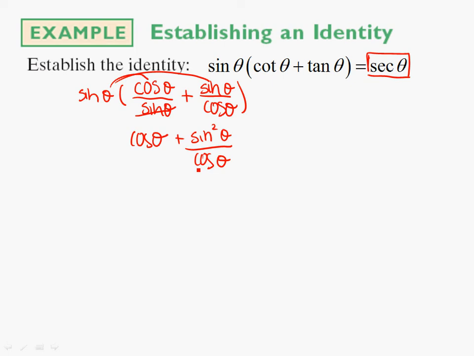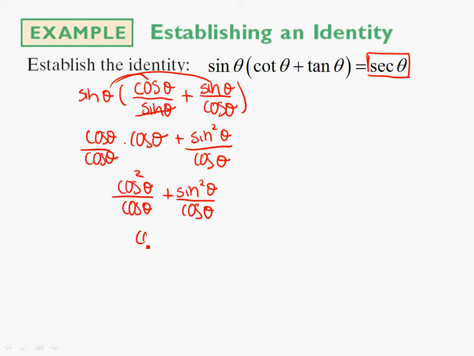Now, one of these is a fraction, the other one is not. A lot of times it helps to write them with a common denominator. So the denominator here needs to be cosine. I'm going to multiply by the cosine of theta over the cosine of theta so that I get a common denominator. When I do that, I get cosine theta times itself, so that's the cosine squared of theta. Now I have a common denominator, so I can add these two. You end up with the cosine squared of theta plus the sine squared of theta, all over the cosine of theta.